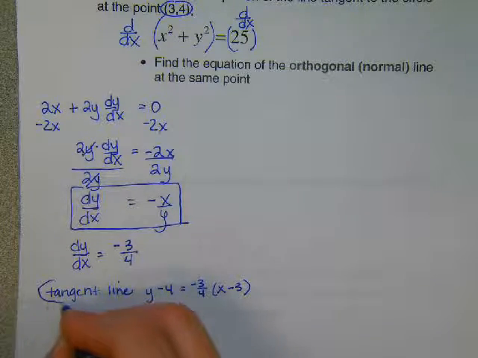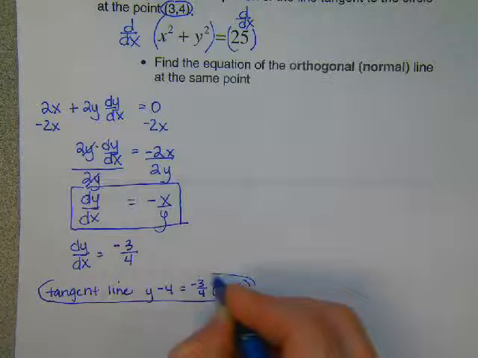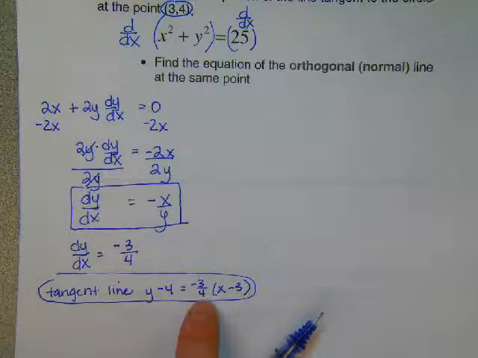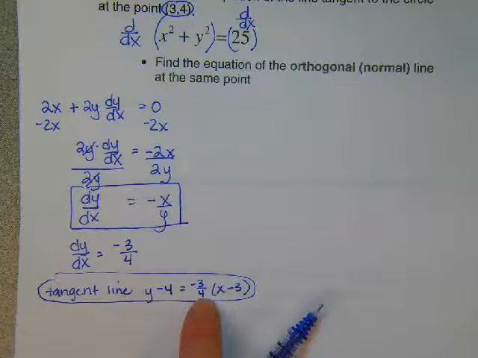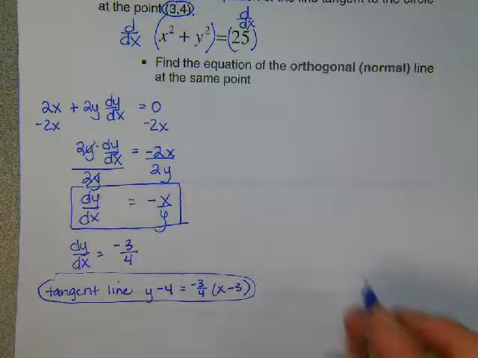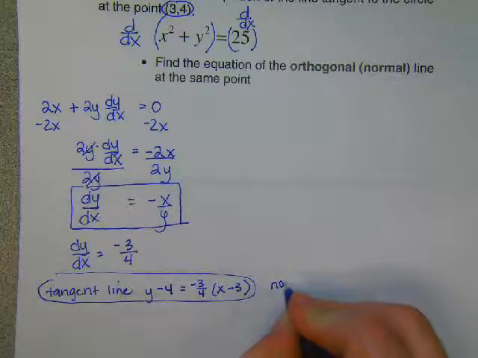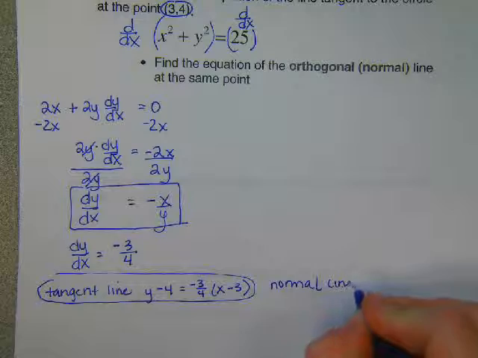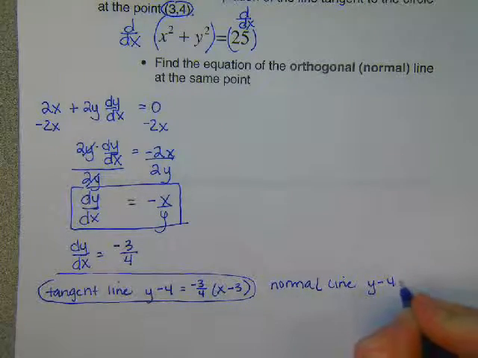The normal line would still go through that same point, but its slope is going to be perpendicular, so the opposite reciprocal of negative 3/4. So the normal line, or orthogonal line, would have equation y minus 4 equals 4/3 times x minus 3.